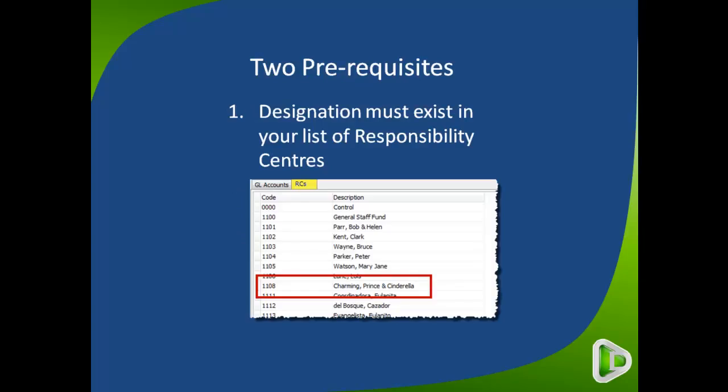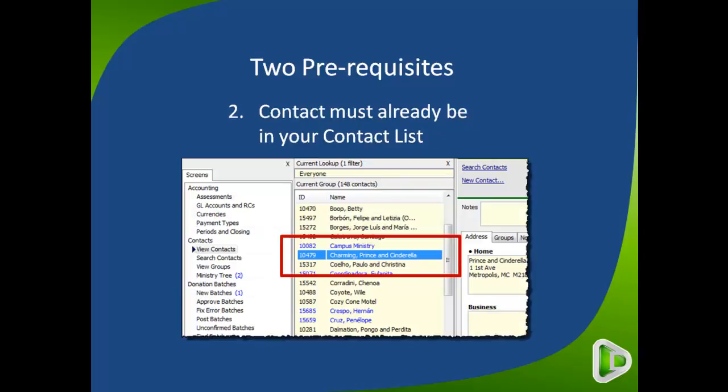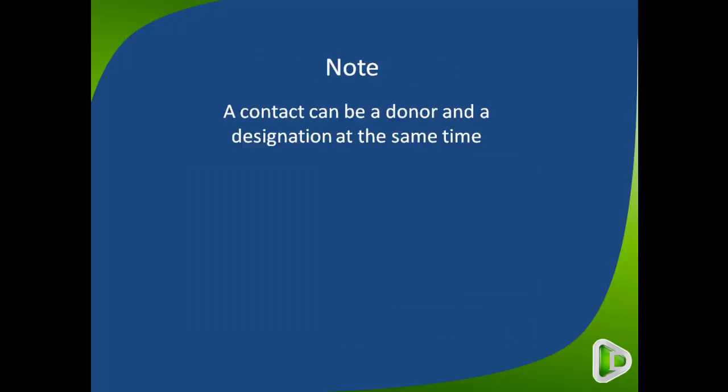There are two prerequisites for designations. Number one, the designation must already exist in your list of responsibility centers. And number two, the contact must already be in your contact list. Note that a contact can be a donor and a designation at the same time.